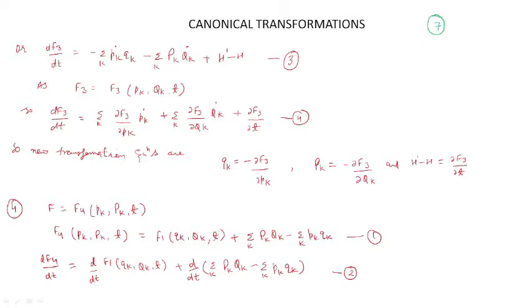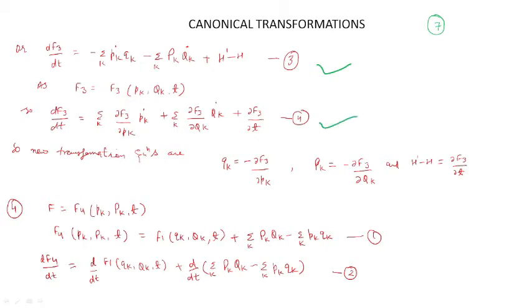Now dF3 over dt can be written as minus sigma k pk dot qk minus sigma k capital Pk Qk dot plus h dash minus h. Let us say it is equation number 3. Now as you know that F3 is a function of small pk, capital Qk and t, if we differentiate this with respect to time, then we will have sigma k del F3 over del pk into pk dot plus sigma k del F3 over del Qk into Qk dot plus del F3 over del t. Let us say it is equation number 4.